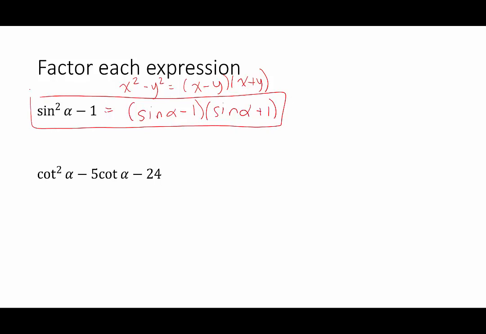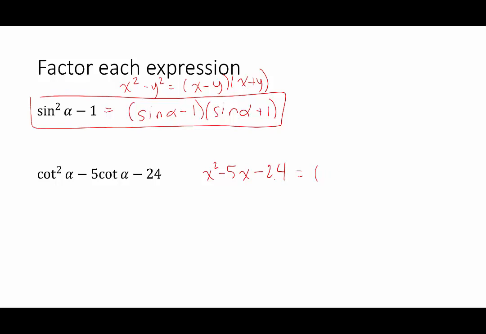We have cotangent squared alpha minus 5 times cotangent of alpha minus 24. And if this looks really scary to you, take a deep breath. Let's figure out a way that we can make this less scary. Let's change cotangent to x. And what does it look like if we do x squared minus 5 times x minus 24? That's much more reasonable, right? So we're going to pretend that this is what we're really looking at, and we're going to factor this.